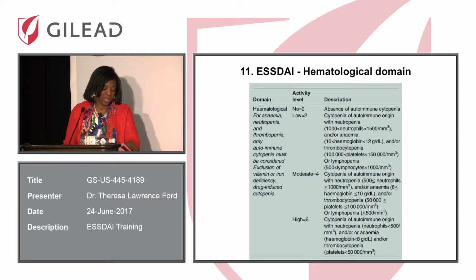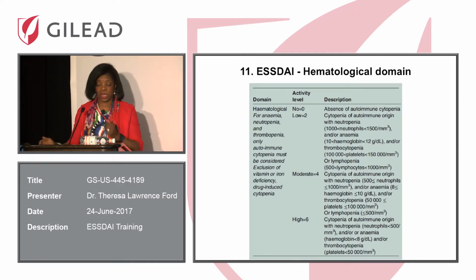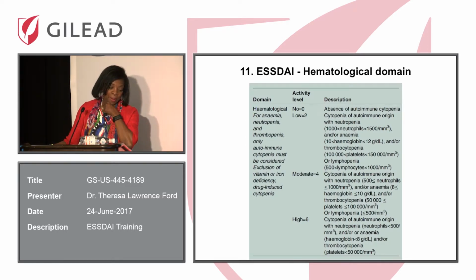Hematologic, only 2 more to go here. So we're going to look at hematologic, and this is really pretty much straightforward. For anemia, neutropenia, and thrombocytopenia, it should be an autoimmune-related cytopenia. So we're talking about antibodies here. So that should be considered with the exclusion of a vitamin deficiency or iron deficiency or drug-induced cytopenia or anemia of chronic disease. 0 would be absence of any autoimmune cytopenia.